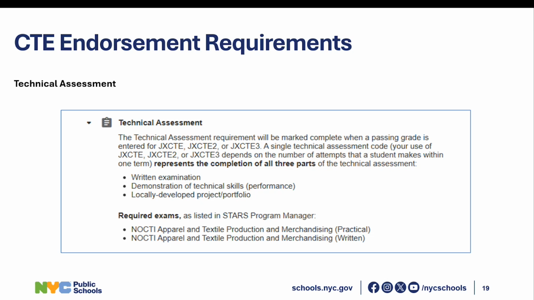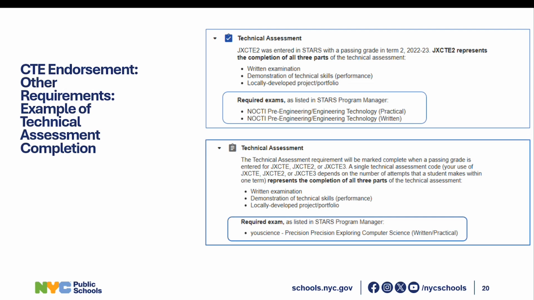And as you can see here, there are some other variations of the code, which depend on the number of attempts the students make within the term. Here are some examples of how it could also appear on your screen. So up here shows a student that has completed the requirement. They're using the JXCTE2 code, which again just shows the number of attempts. And here the code represents the completion of all three parts. Here are the required exams.